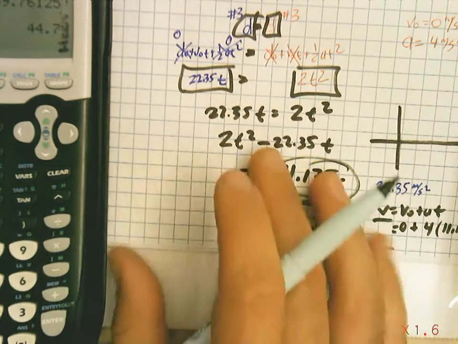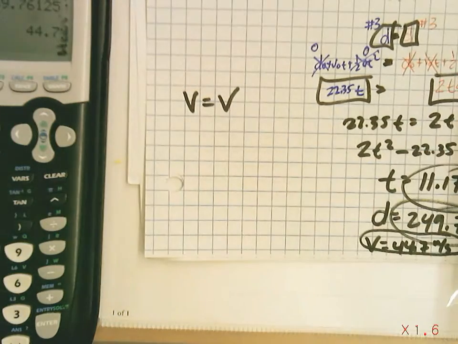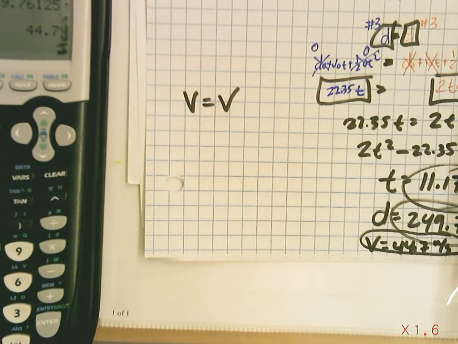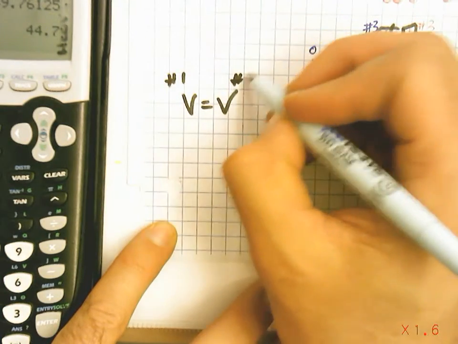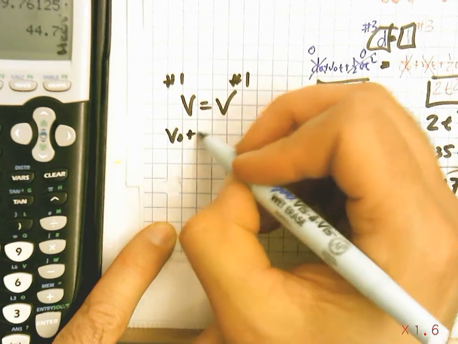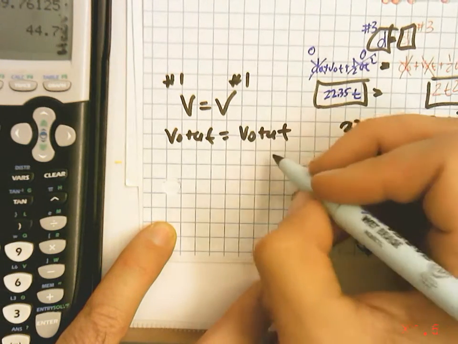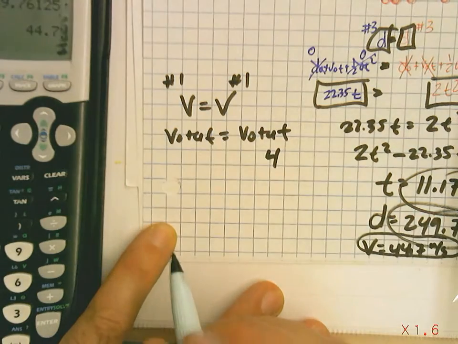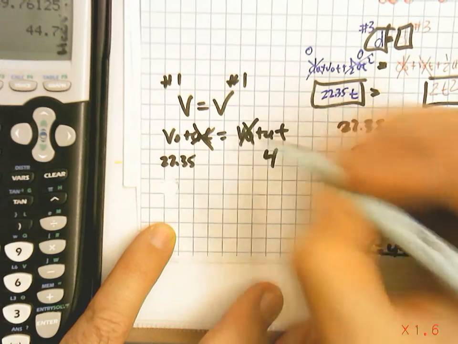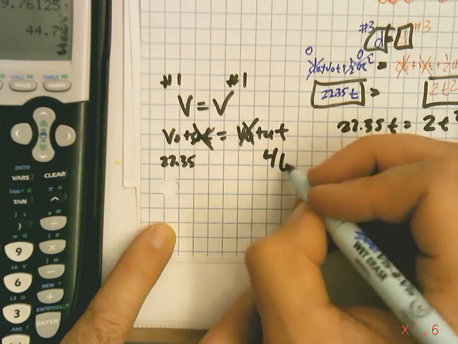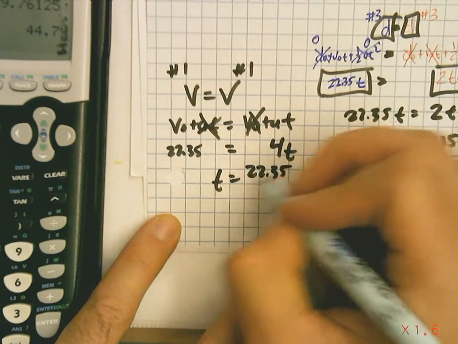Now, if you want to know when they're going to have the same velocity, we can do something similar to what we did before. And we can set number 1 equal to number 1 and put in our known variables. So we have V naught plus AT is equal to V naught plus AT. One of them had a constant acceleration of 4. One had a constant velocity of 22.35. There are parts that we don't use based on the knowns. So basically, if I want to know T, I just take 22.35 and divide by 4.